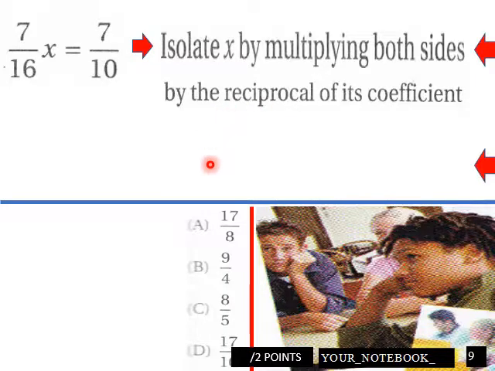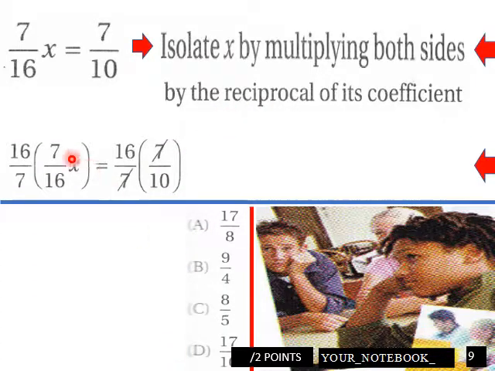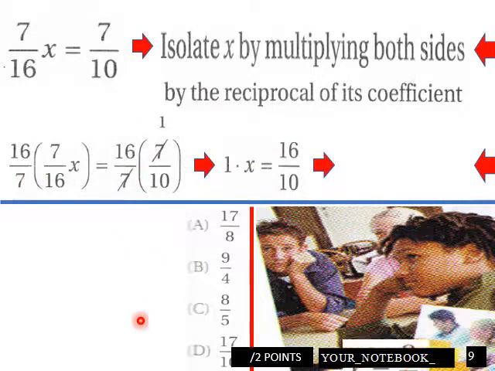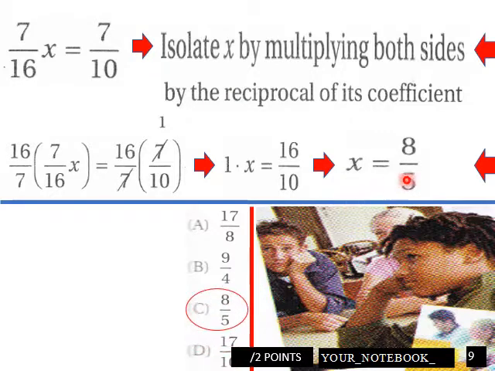Isolate x by multiplying both sides by the reciprocal of its coefficient. So 16 over 7 on both sides. We cancel out here. We get x equals 16 over 10, x equals 8/5, so it's right here. So that would be the way that you would solve those two conditions on your solving.